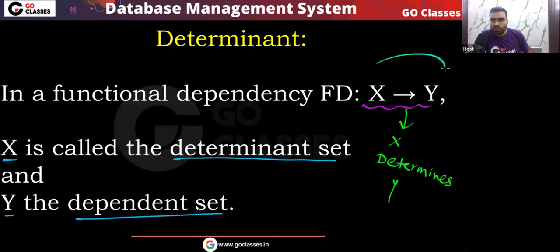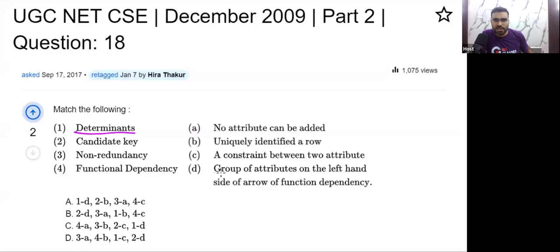So whenever you have this type of functional dependency, X determines Y, this X will be called the determinant. So the LHS of a functional dependency is called the determinant and this Y is the dependent. Here you can see determinant, that is a group of attributes on the left hand side of the arrow of a functional dependency. So I can say that this one will match with D. Yes or no? So that is your determinant, and this one is going to match with D.